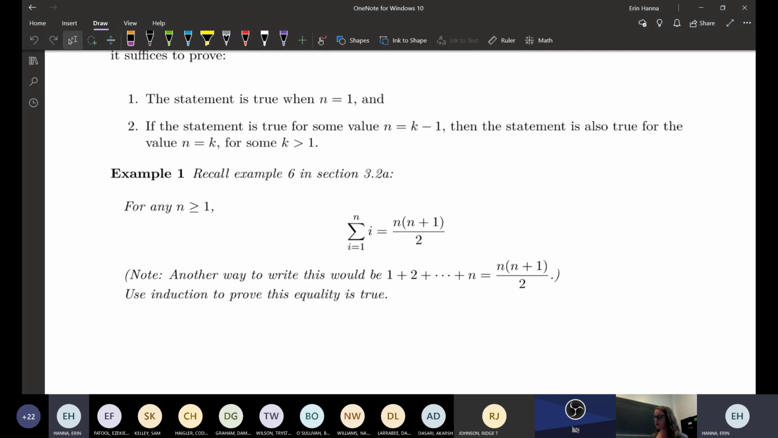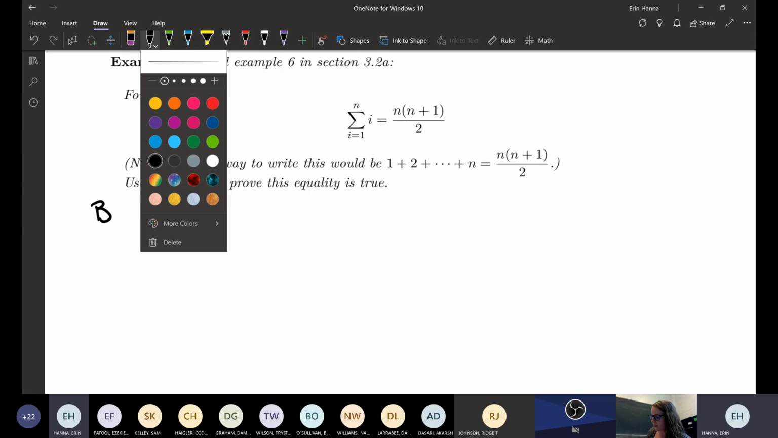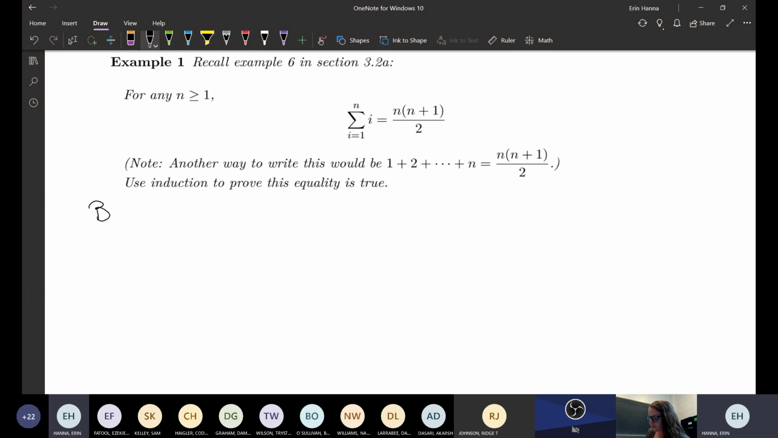So say we wanted to prove this statement that the sum of all integers 1 through n is equal to n times n plus 1 over 2. First we need the base case. Notice we're working on n greater than or equal to 1. So the base case is always the smallest case you're looking at. So we're going to prove it for n equals 1.